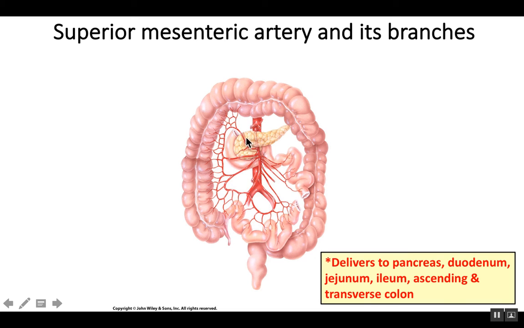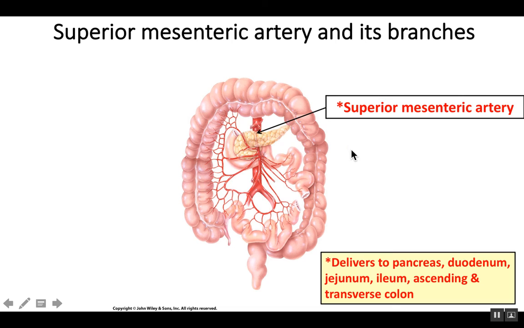There's a pancreas in here that they're showing. This would be the celiac trunk right here. And then there is the superior mesenteric artery. That superior mesenteric artery supplies blood to the pancreas. So there are some branches off of it going to the pancreas.